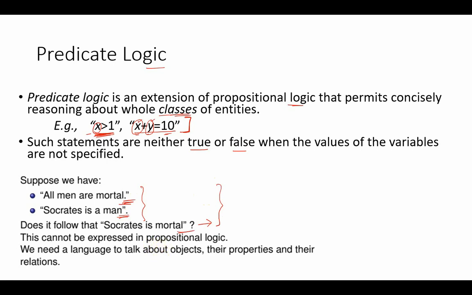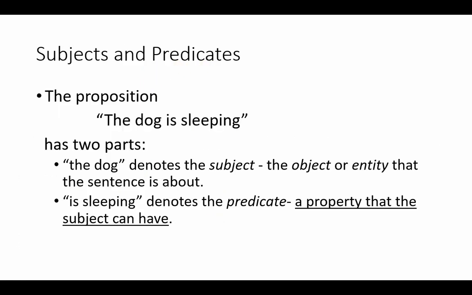Why? Because here, with men and mortality, Socrates and men, we are talking about subjects and objects, the object and its properties essentially, and properties cannot be expressed by using propositional logic. Therefore we need some language, some method by which we can express objects and their properties, and that language or method is provided to us by predicate logic.